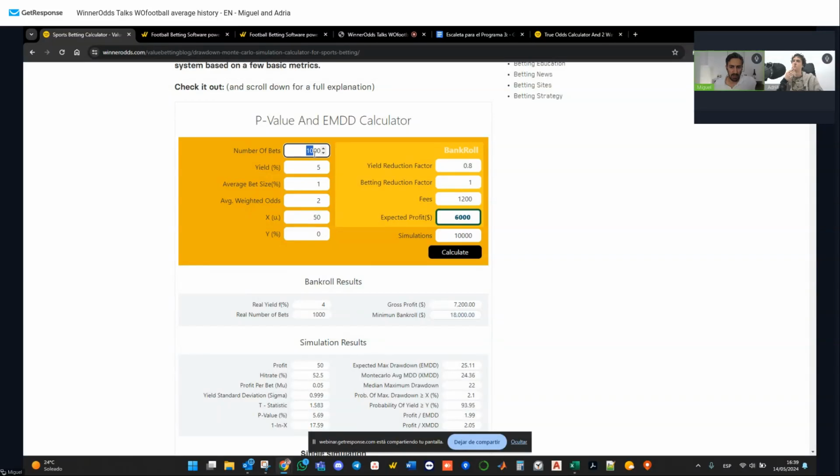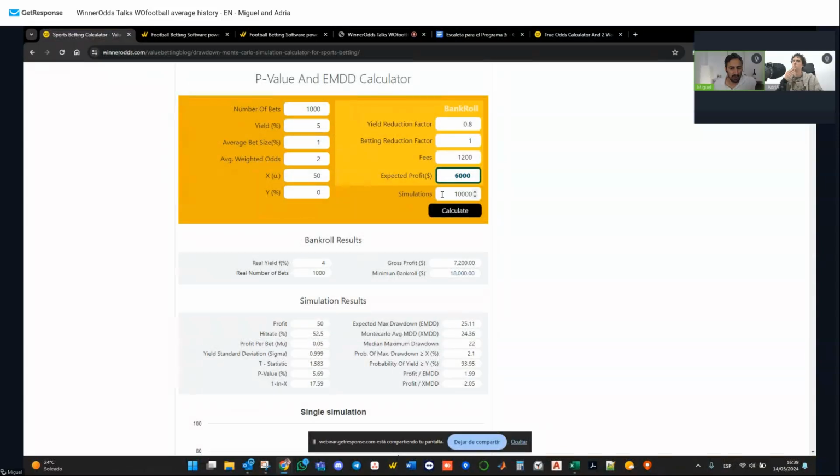So by doing so, we are placing a simulation of 10,000 multiplied by 1,000 bets. So it's 10 million bets that we are simulating in just a second, because this is a very fast calculation. It's just a multiplication. So when we do this, we obtain these results here.